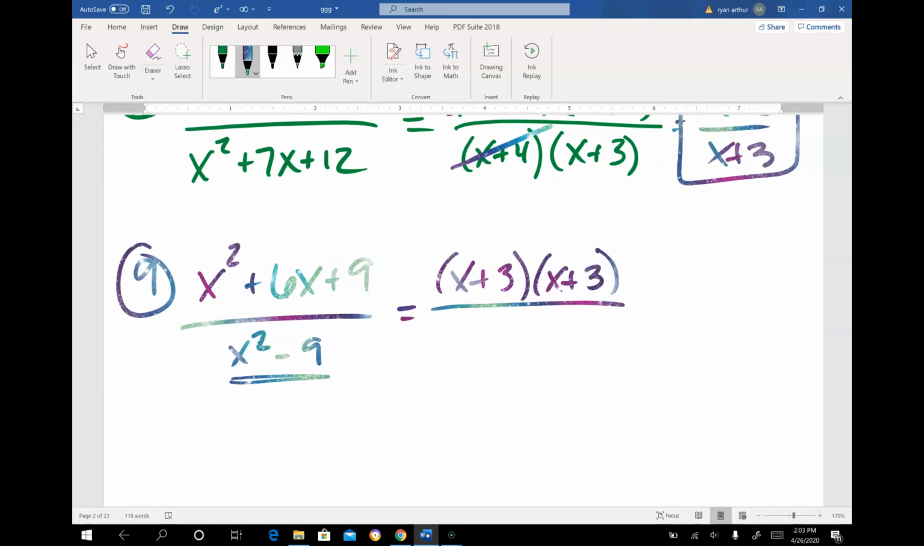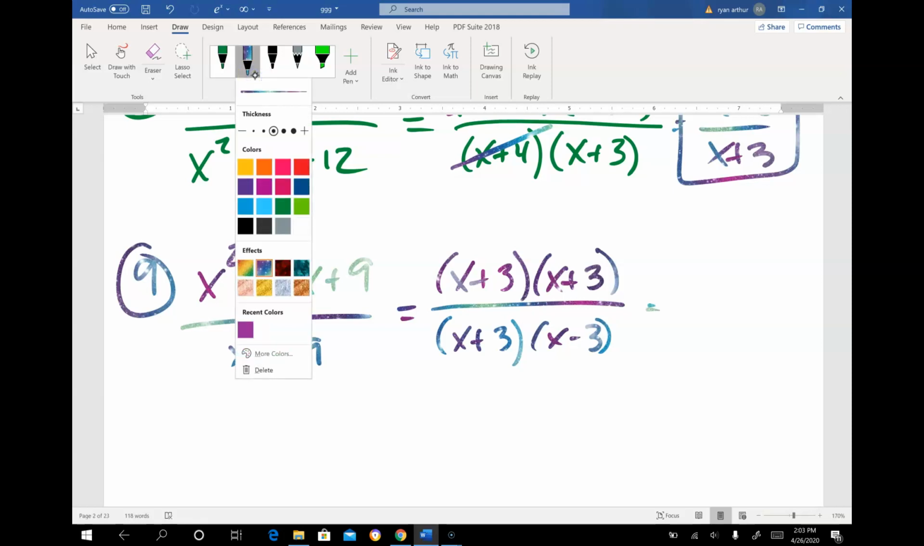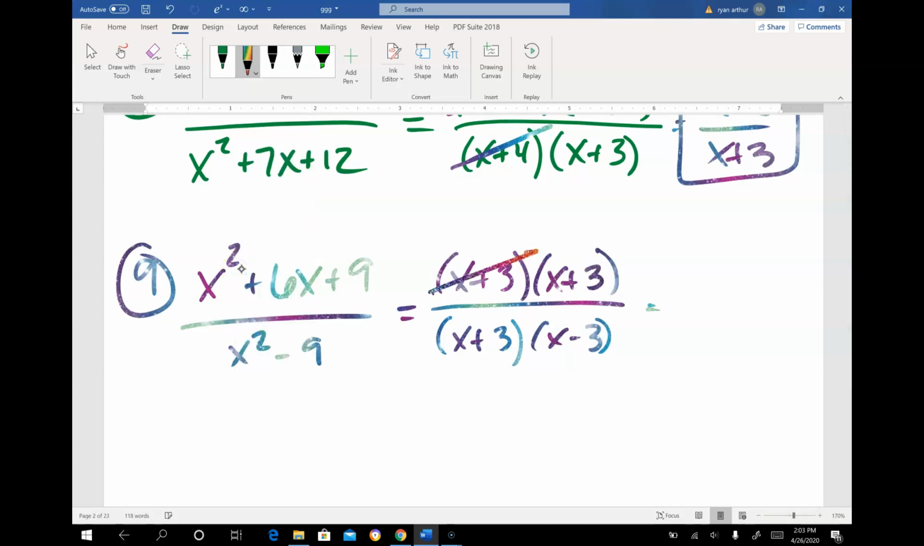Now, the denominator is a difference of squares. What's the square root of 9? Plus or minus 3. So it's x plus 3, x minus 3. Who can cancel out? There has to be one pair per cancel out. If there were two x plus 3's on the bottom, you could have, but it's only one on top, one on the bottom. So my final answer is x plus 3 over x minus 3. Okay?